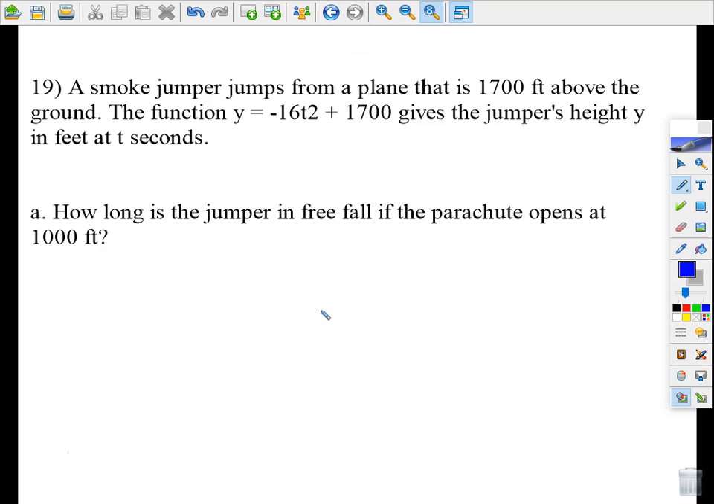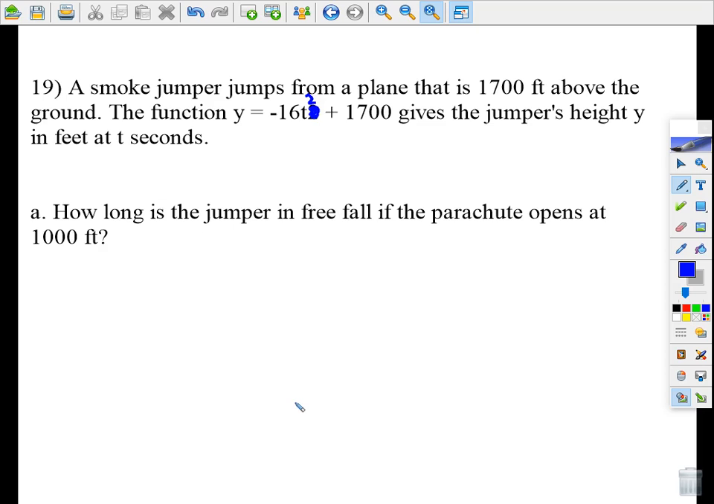I'm going to do the letter A part, and then I think you should be able to take care of the B part because it's pretty much the same thing. I apologize, I just noticed that this actually should be an exponent. I didn't raise that to the second power. So we have this smoke jumper jumping out of a plane. The plane is 1,700 feet above the ground.